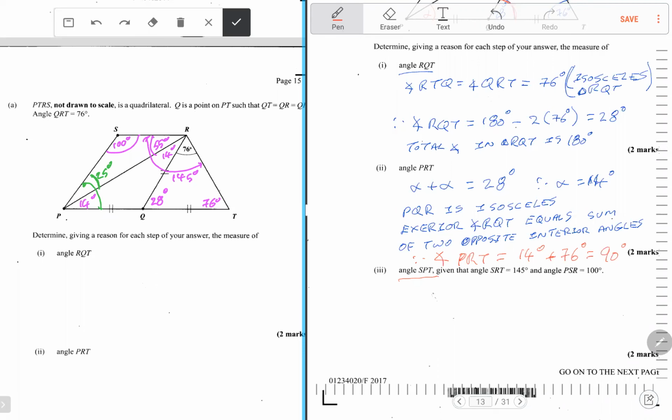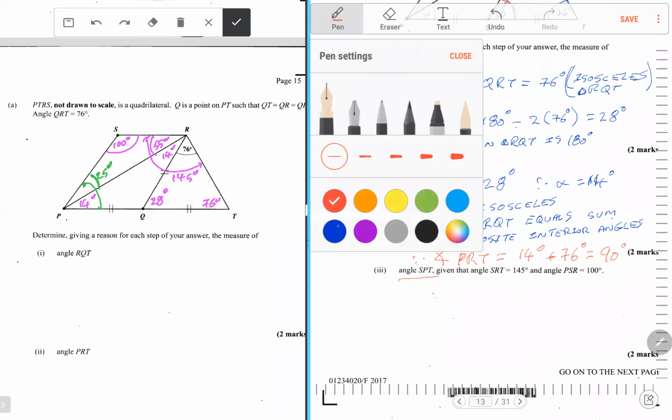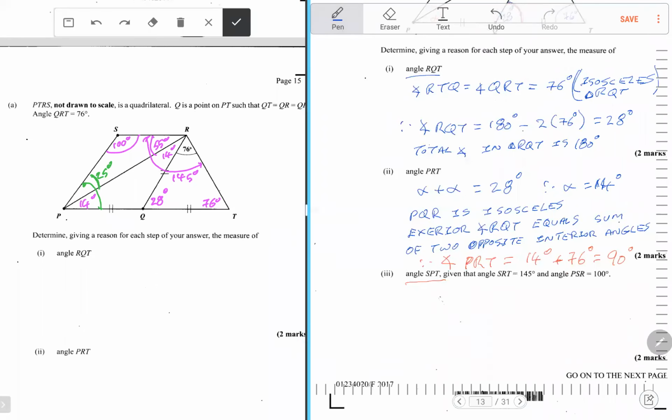We're going to write it up so that we give the reasons. So let's write it up. The first thing is to show them how we get the 55 angle there. The angle SRP is 145, the total angle that they gave us, minus the 14 and minus the 76. And that leaves us with 55 degrees.